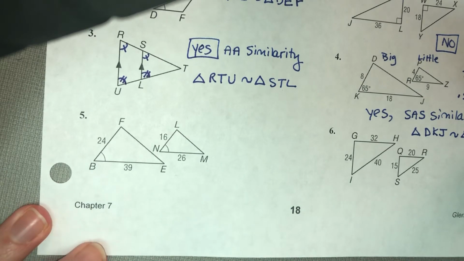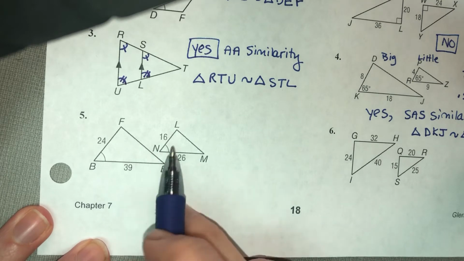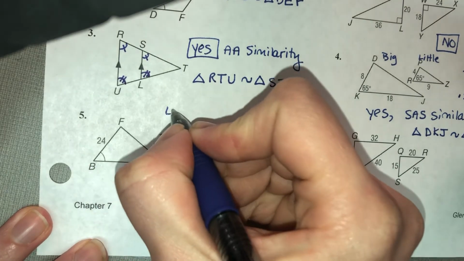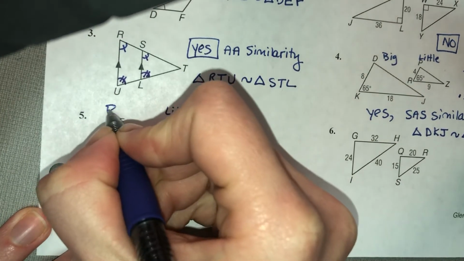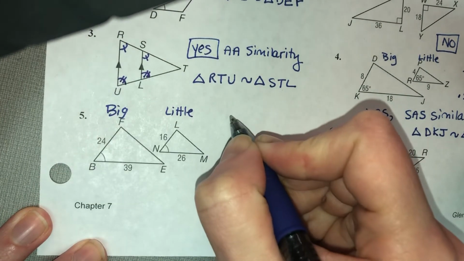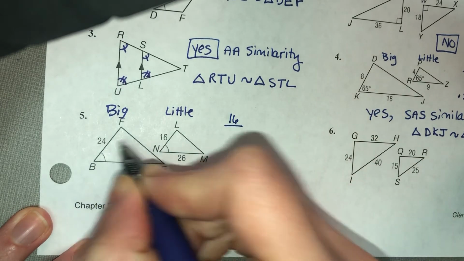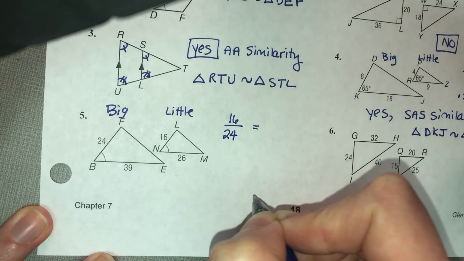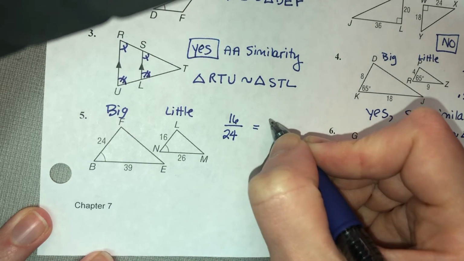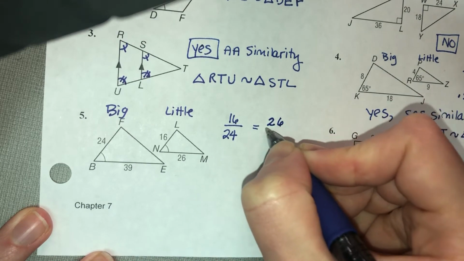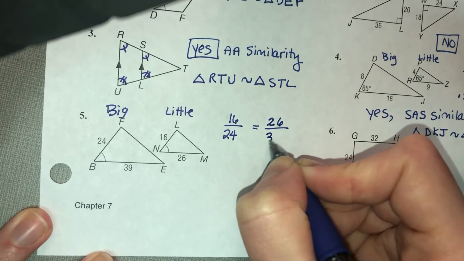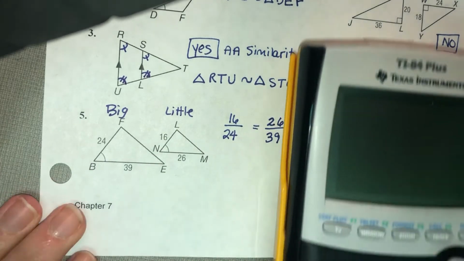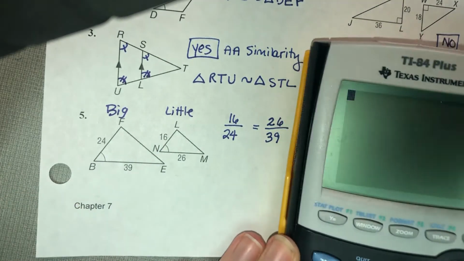Okay, so hopefully after noticing the angles were the same, you checked to see if the sides were proportional. So if you look at your little triangle and your big triangle, little triangle side 16 matches up with big triangle side 24. And we want to see, is this fraction equal to little triangle side 26 over big triangle side 39? So let's check in the calculator and see if those fractions are equivalent.